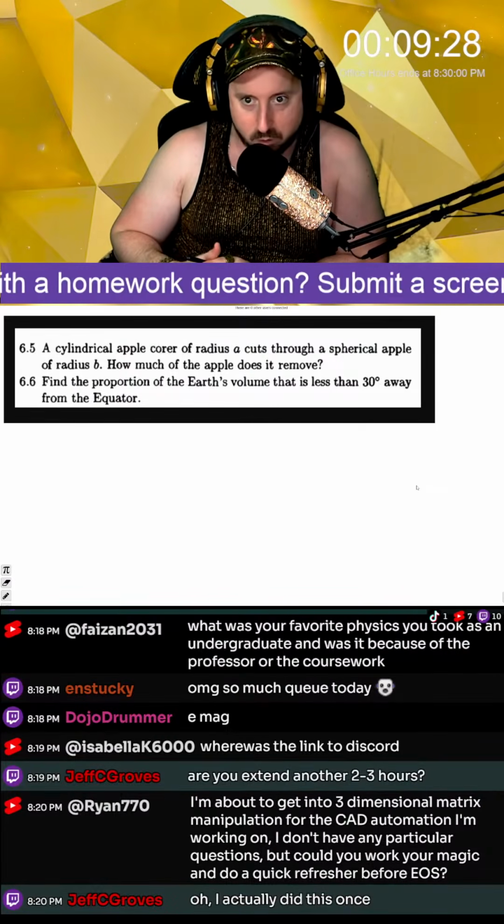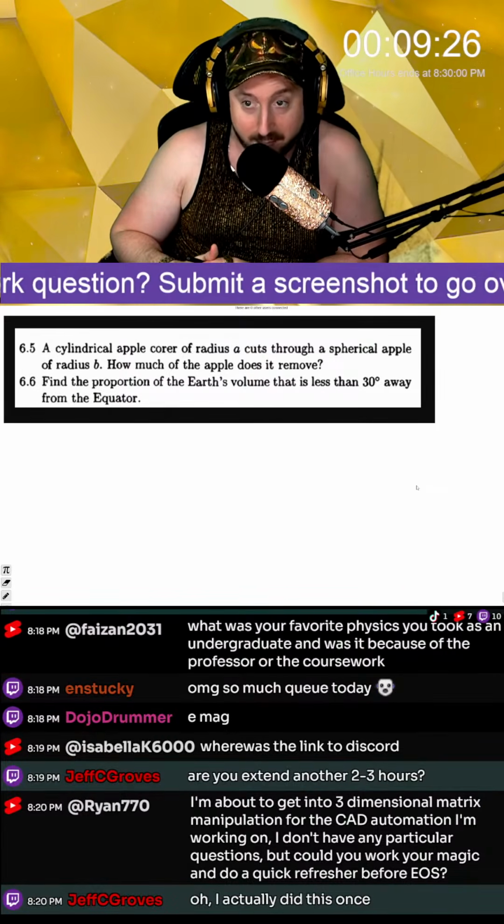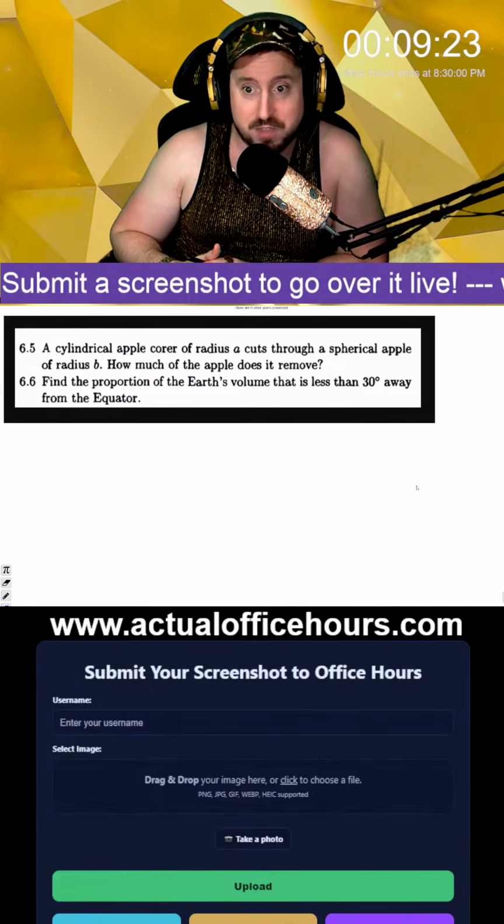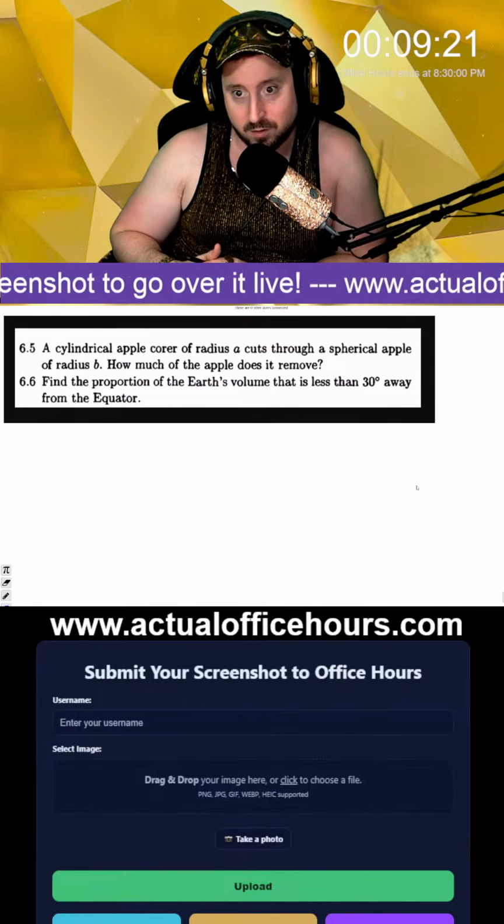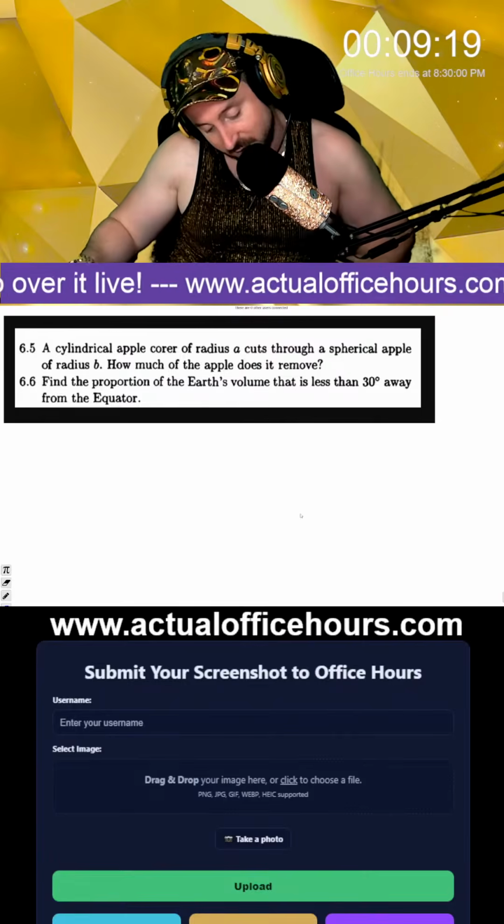A cylindrical apple core of radius A cuts through a spherical apple of radius B. How much of the apple does it remove? Okay, I kind of like this. This is a fun question.